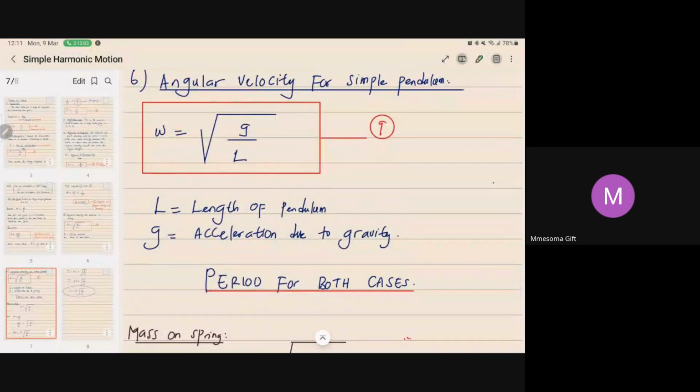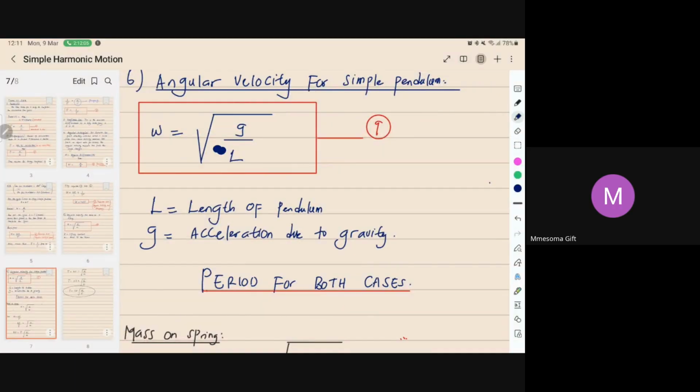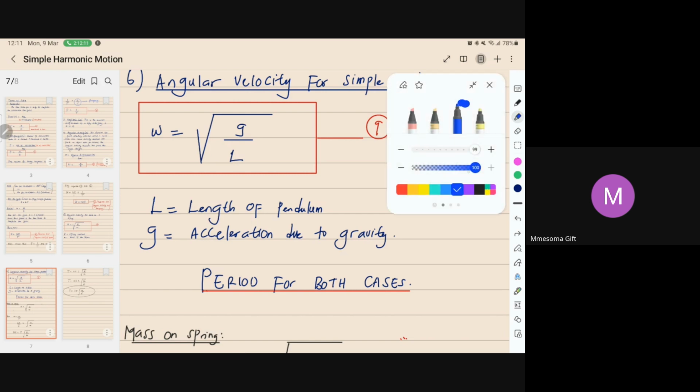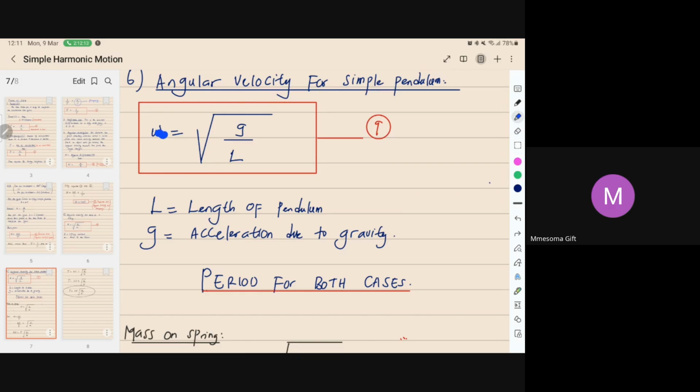Now look at what I'm saying. We've established something. We have the angular velocity for a simple pendulum, which you should remember actually. That formula must be remembered. You also have the angular velocity for mass on a spring. Now I'm trying to see how you can calculate the period from here. How you can relate the period to these very variables for your simple pendulum. These are the key variables for simple pendulum. So how do we relate?